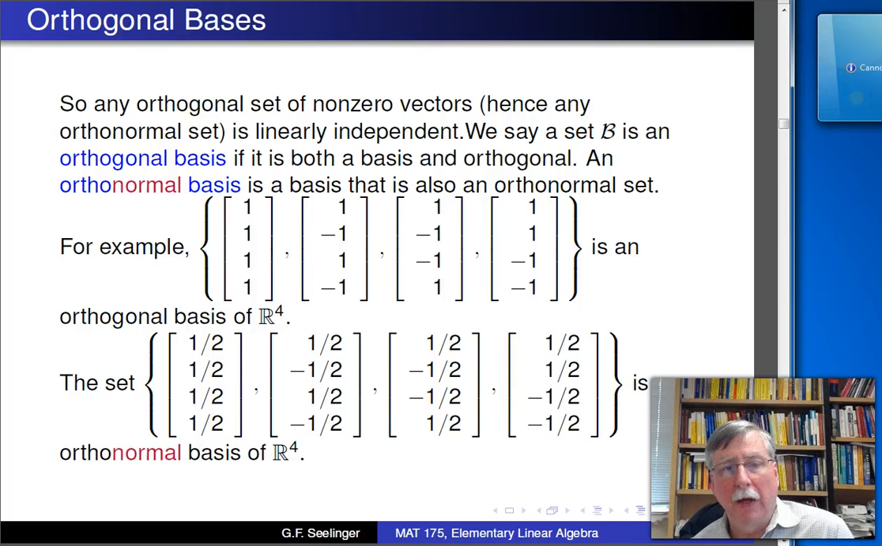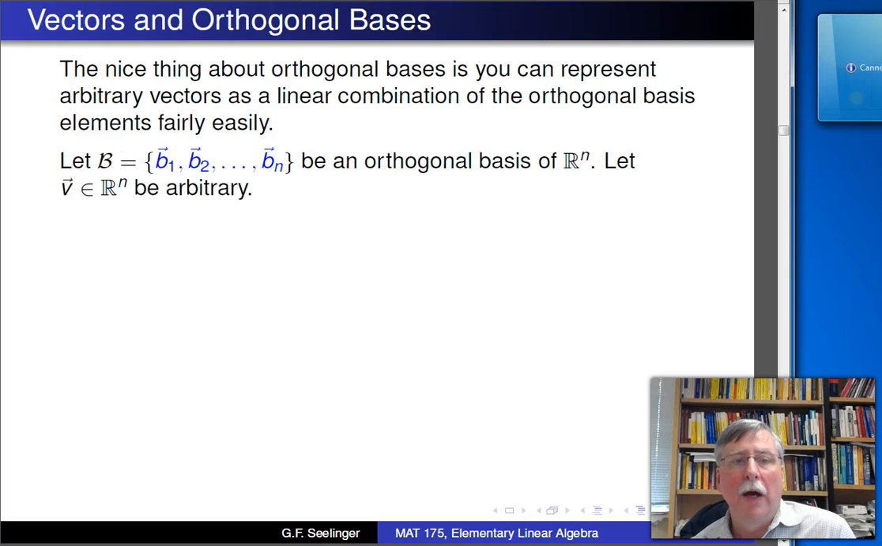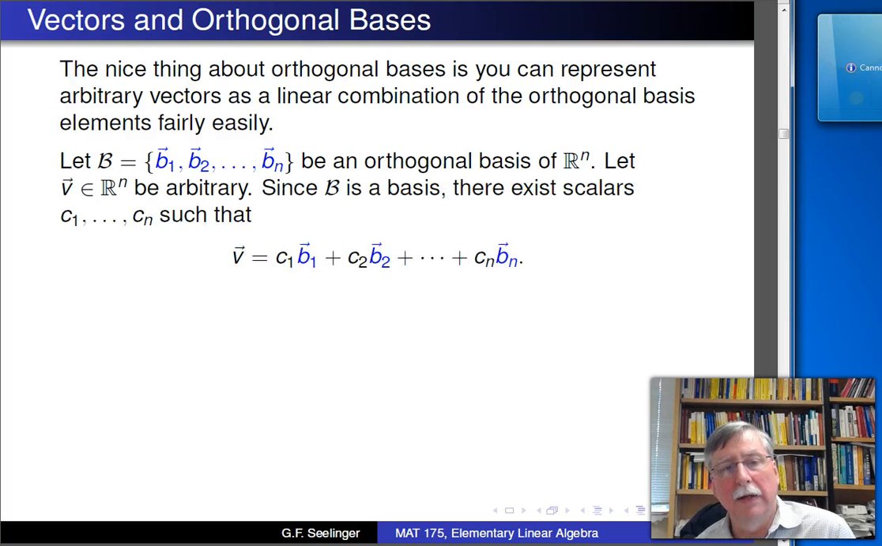So the nice thing about orthogonal bases is you can represent arbitrary vectors as a linear combination of the orthogonal basis elements fairly easily, and so you can get coordinates that way fairly easily. In particular, let B1 through Bn be an orthogonal basis of Rn. Let V be arbitrary. And how do I express it as a linear combination of the B1 through Bn?